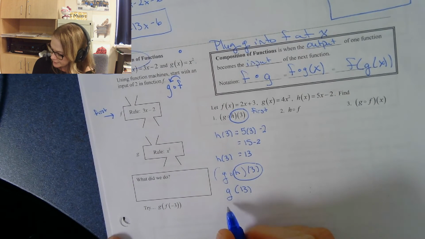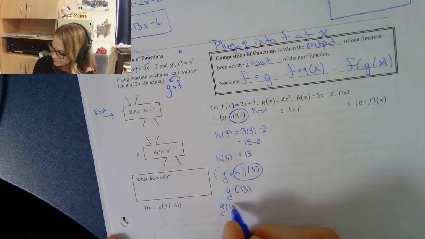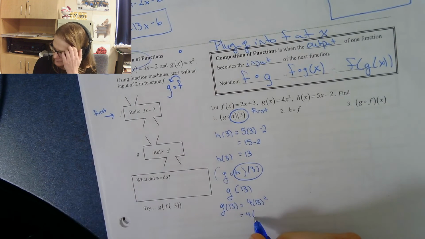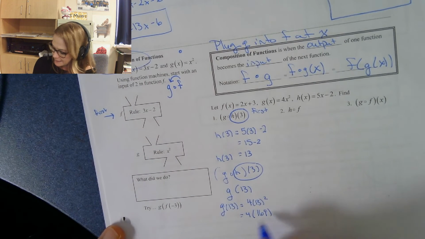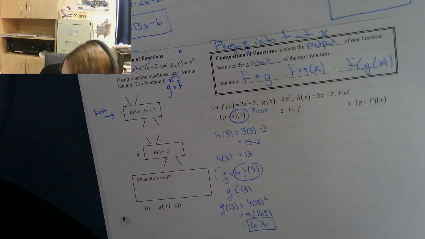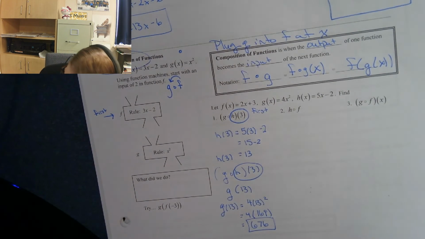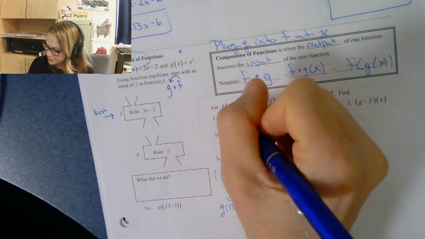So this is g of 13. Now I'm going to go to my g function and do g of 13. That is 4 times 13 squared, 4 times 169, and 4 times 169 is 676. All right? So you're plugging that value of h at 3 into g.